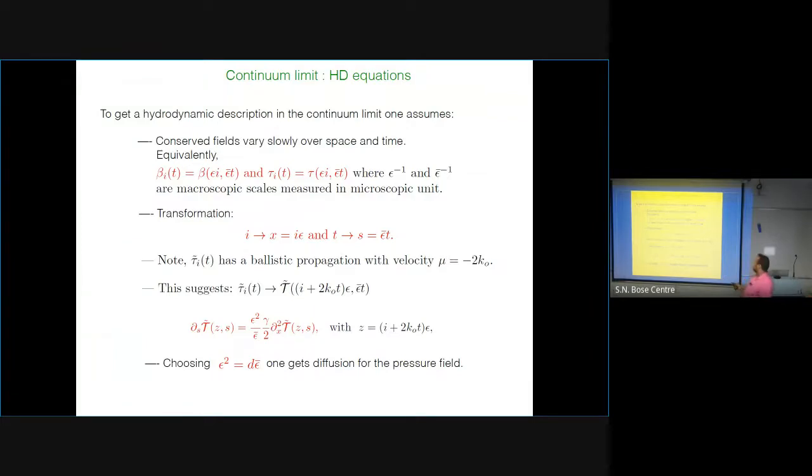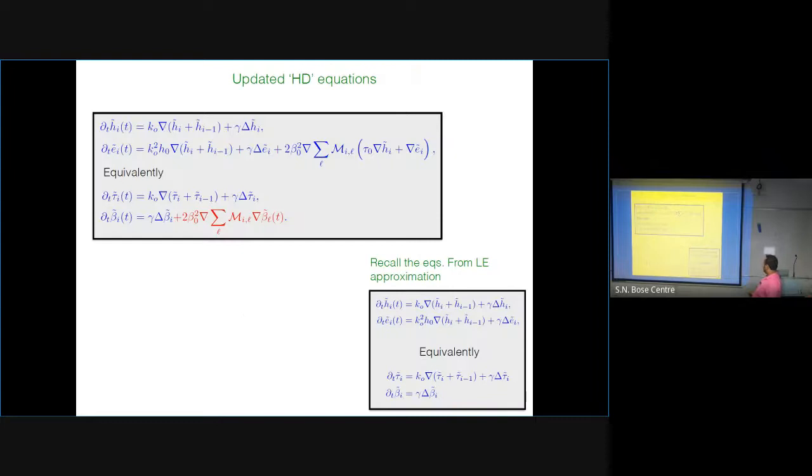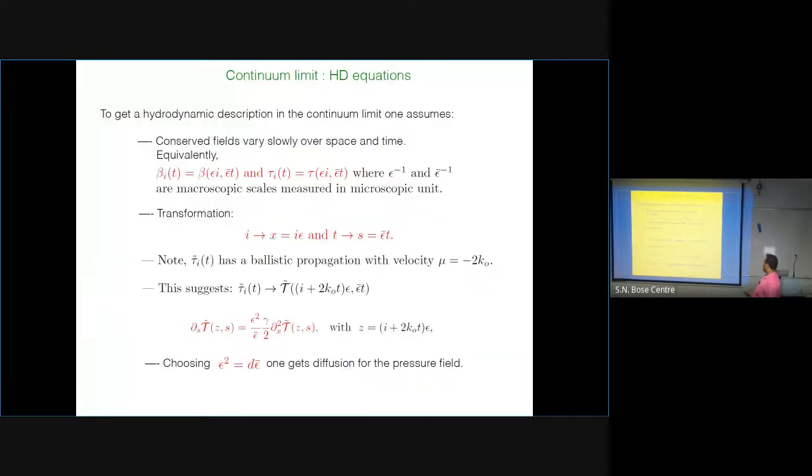Okay, many multiples of the microscopic length unit to line spacing, or let's say many multiples of the microscopic time unit, which is k naught inverse or gamma inverse. And these are smooth functions. So I do this transformation. If I do this transformation, of course, for this field, it is very clear that it will have a ballistic term plus a diffusion term. So I should have a scaling function of this form. If I use such a scaling function, I get this kind of equation.